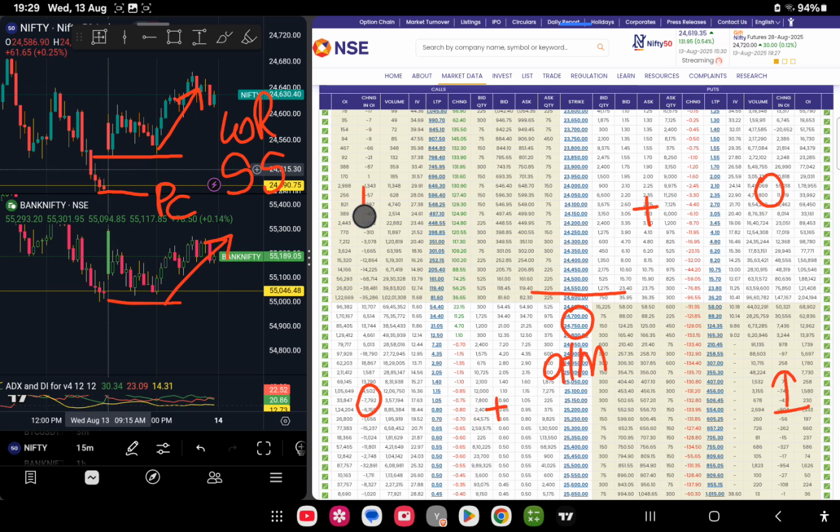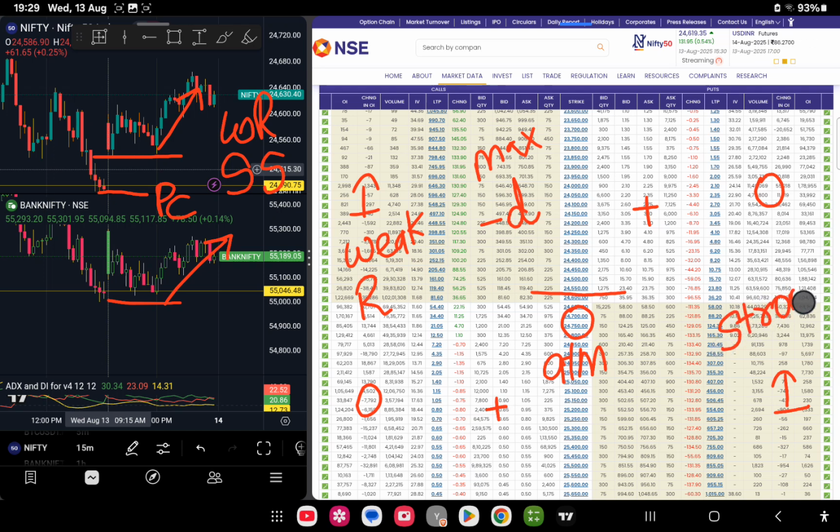And when you check ITM, since we have a weak resistance, we have a negative decay here, which is maximum. And since we have a very strong support today, so the max decay, positive decay, is on the put side ITM.